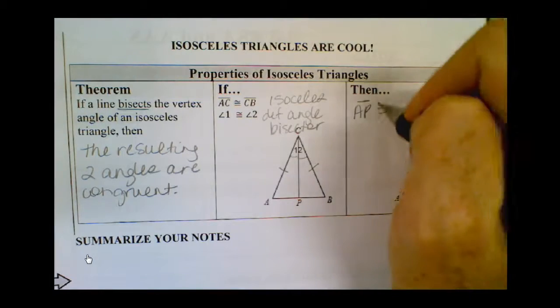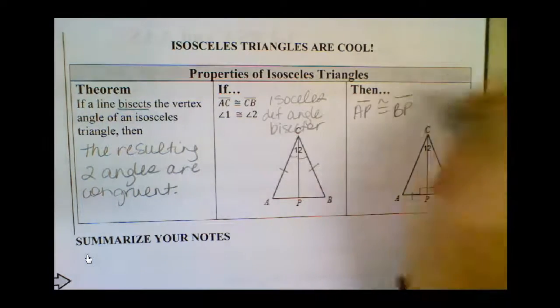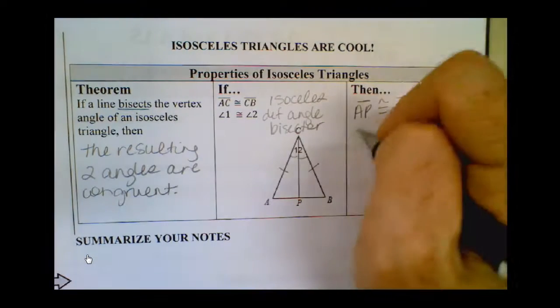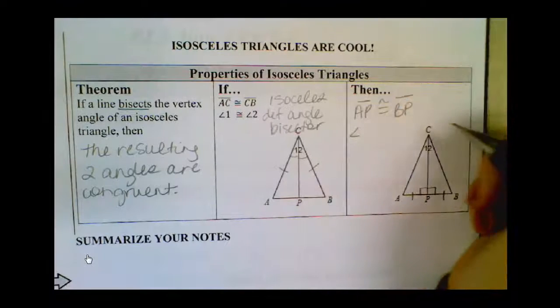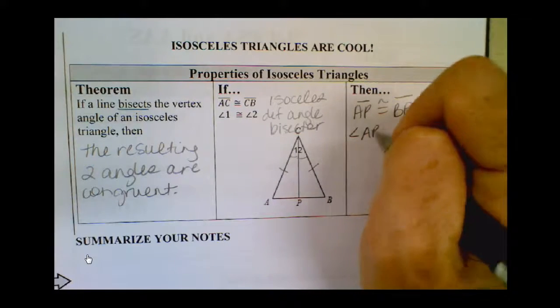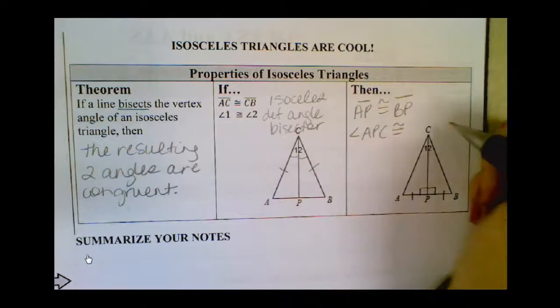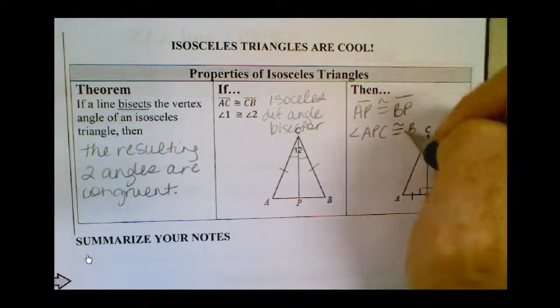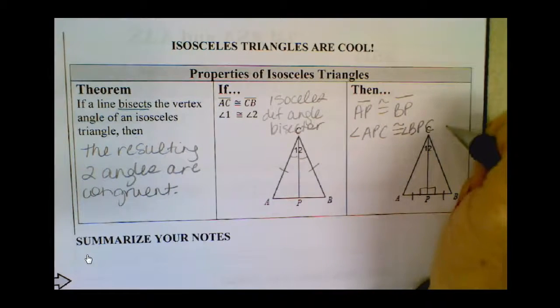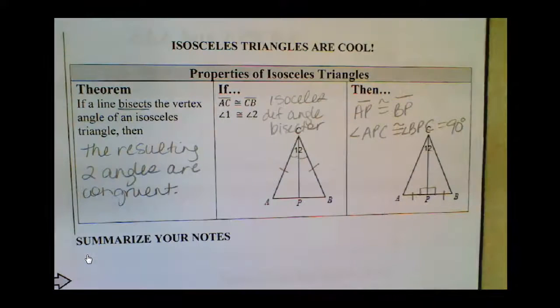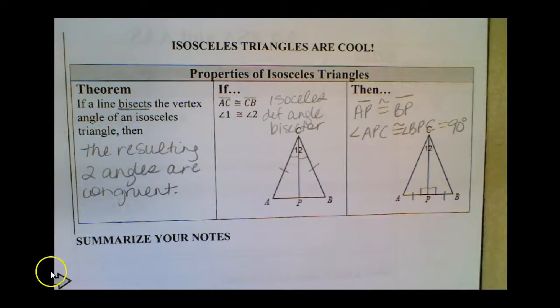So the two things that end up happening are the segments down here are equal. So AP is congruent to BP, and angle APC is also congruent to angle BPC, and those equal 90 degrees each. So it's kind of an interesting occurrence that happens, but it makes isosceles triangles really easy to use. That's it. That's 9-3.